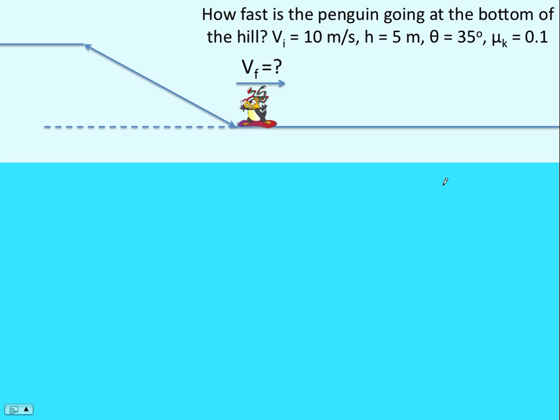And so the initial velocity is given. He's going 10 meters per second. And the height of the hill is 5 meters. And the angle of the hill is 35 degrees. And we're given the coefficient of kinetic friction between the snow and the snowboard. And that's somewhat typical for wet snow maybe.